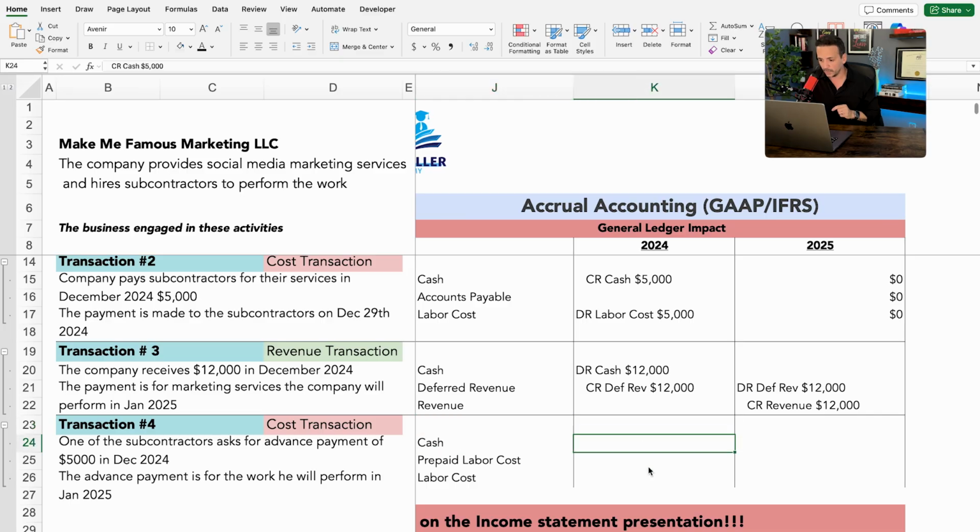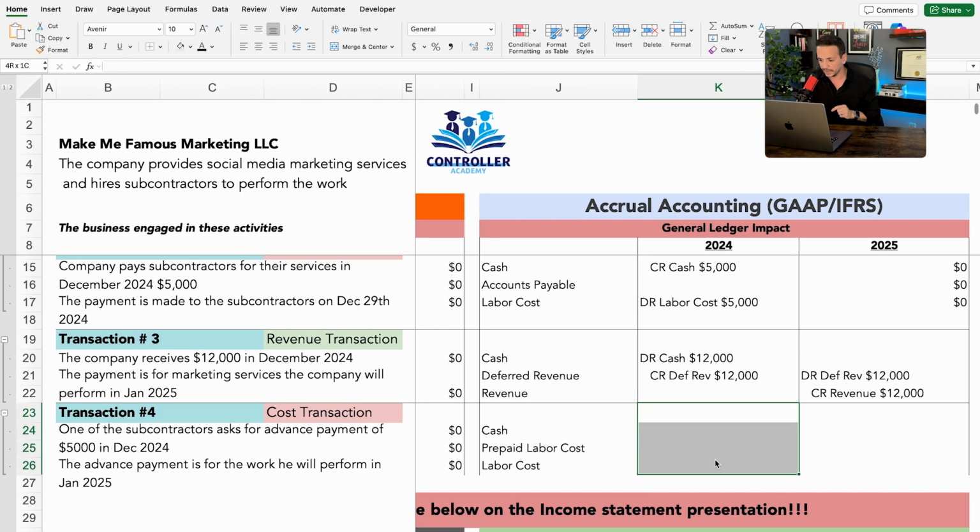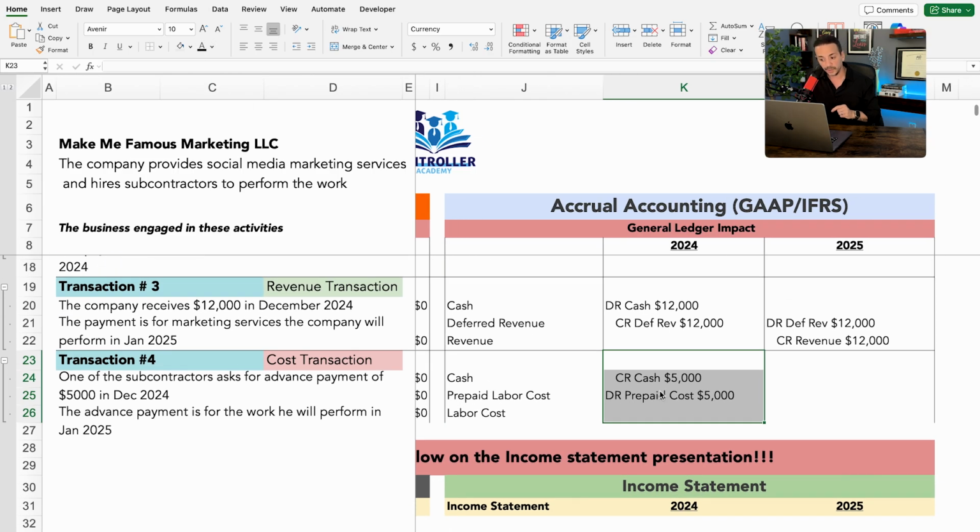All right, so for this transaction under accrual accounting, let's have a look. In 2024, we will be recording a credit to cash, which makes sense. That's the same in both cash and accrual accounting. Cash is leaving the bank, so it's a credit to cash. However, what we will debit is going to be prepaid cost because you are prepaying this for a cost that will happen in the future.